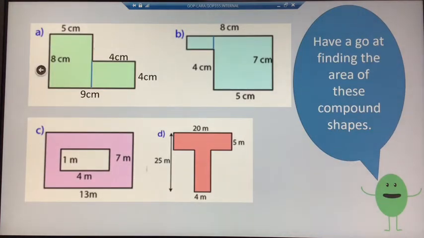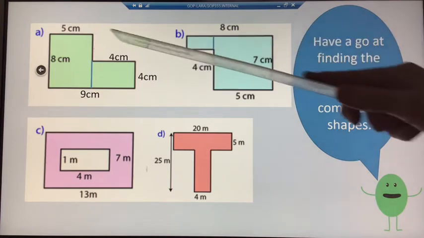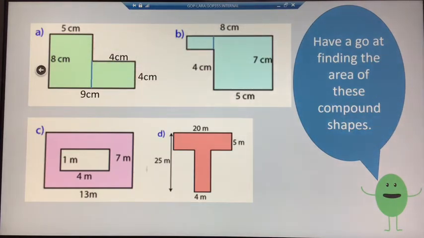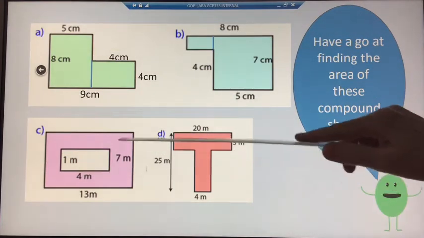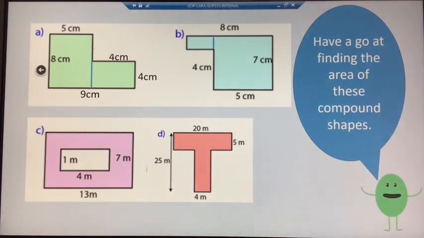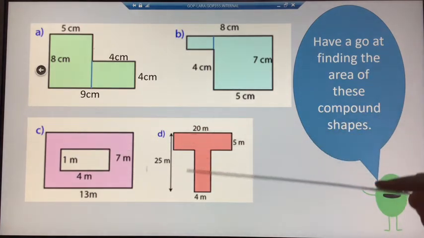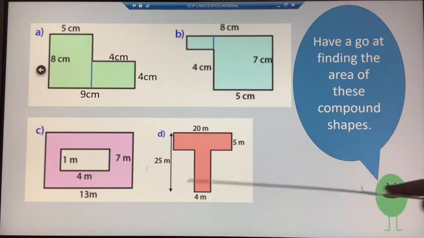What I'd like you to do is have a go at finding the area of these compound shapes. I've suggested where you might split the first 2. This one's a little bit tricky because it has an area missing in the middle, and this one you'll need to use the total height of the T-shape. Stop the video while you have a go at solving these. If you're finding it a little bit tricky, replay the video where I explained the 5 steps to finding the area of a compound shape.